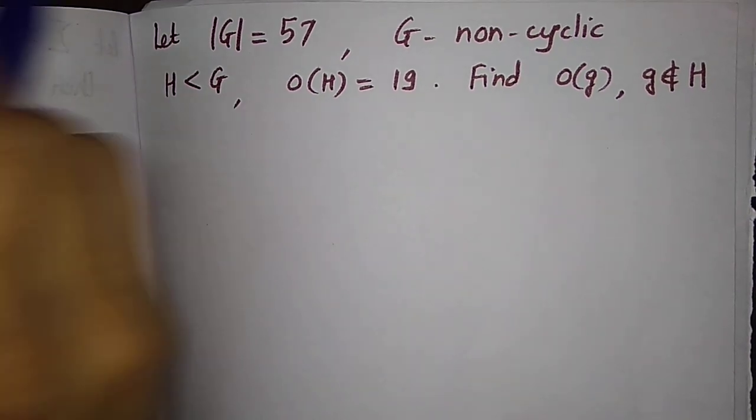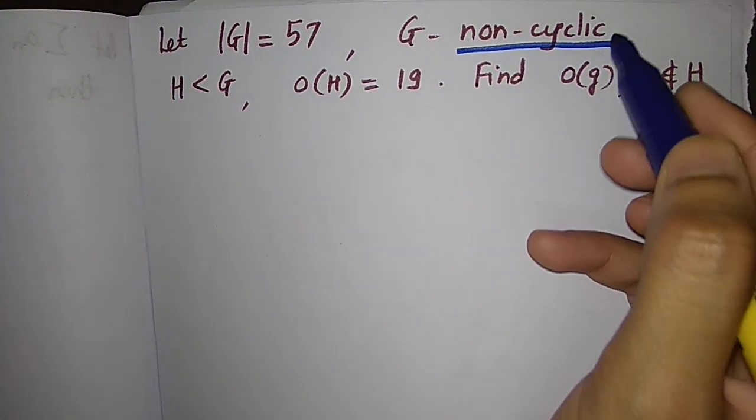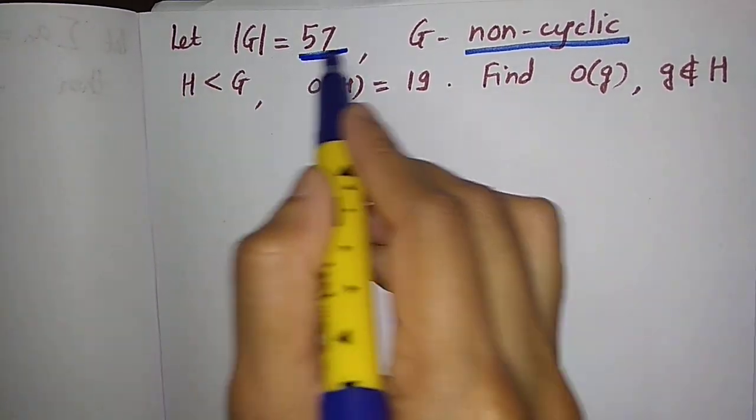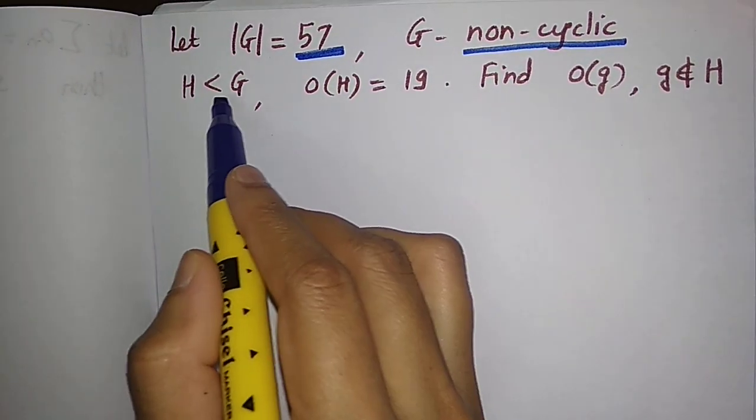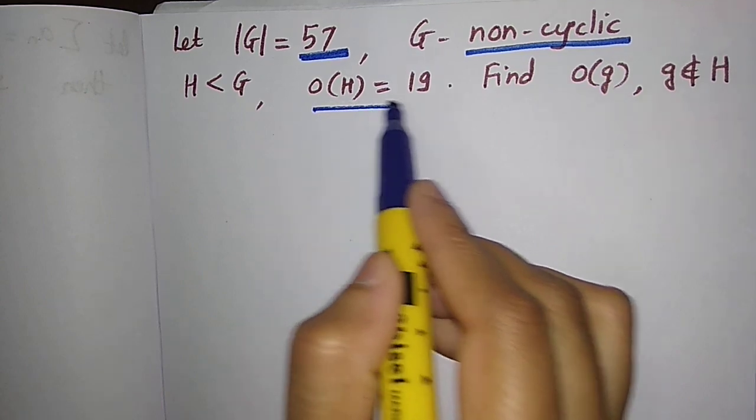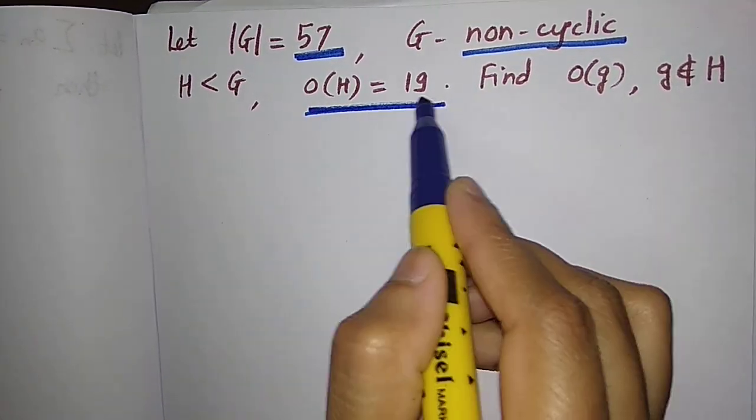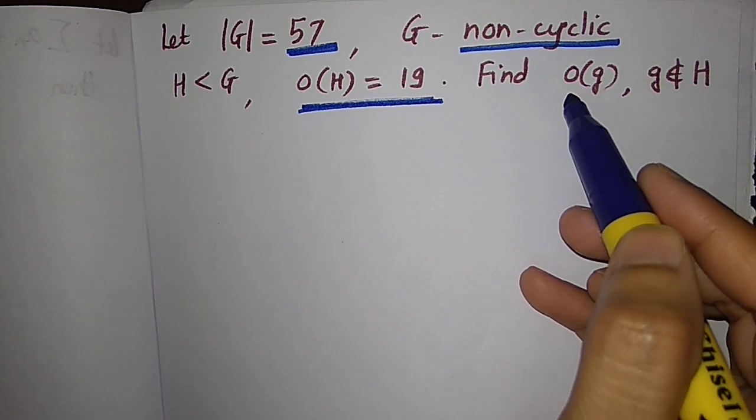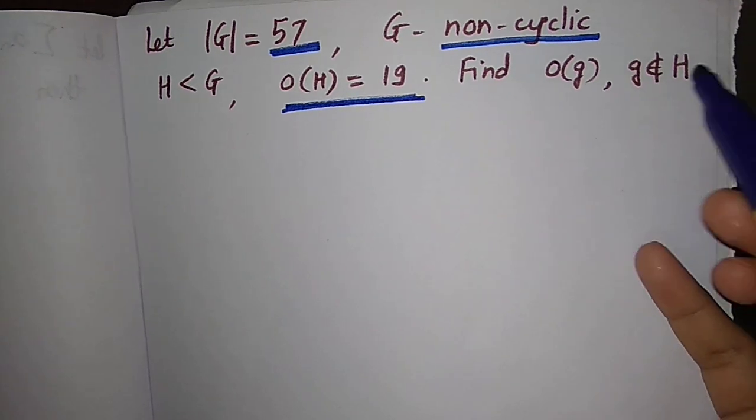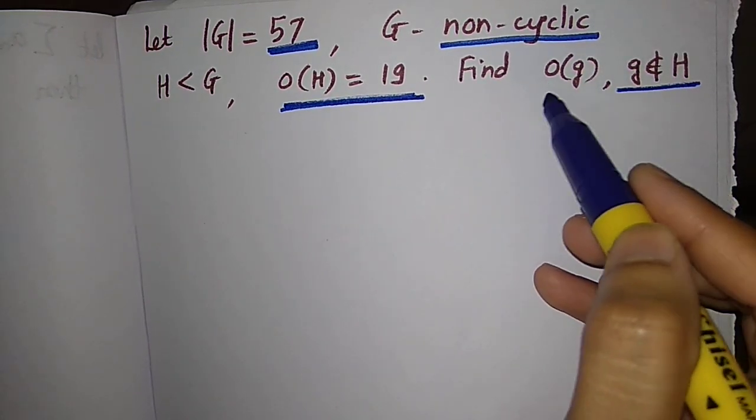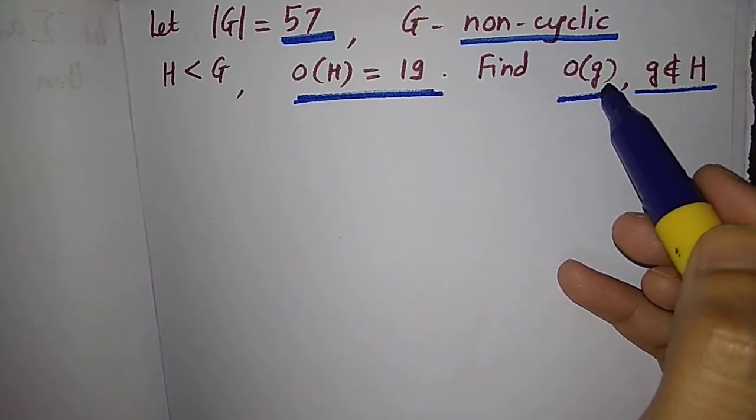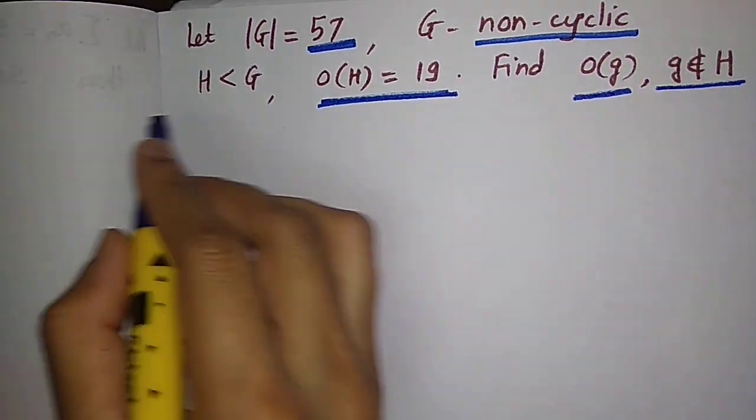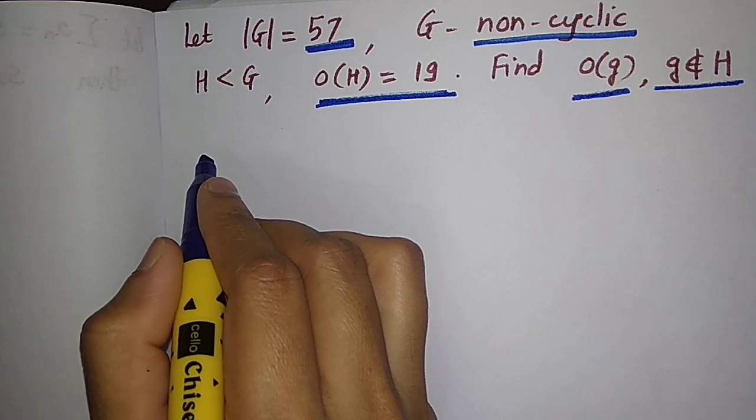So we have a non-cyclic group G with order of G is 57 and H is a subgroup of G such that order of H is equal to 19, and we are given an element g from G which is not in H, and we have to find the order of g. So let us first write down the choices for order of g.